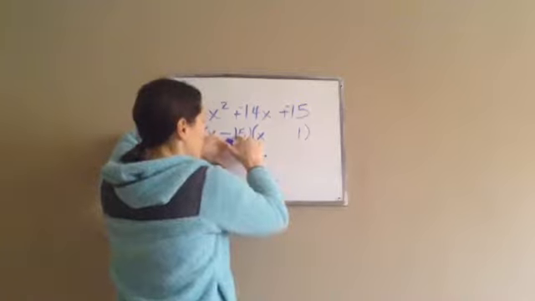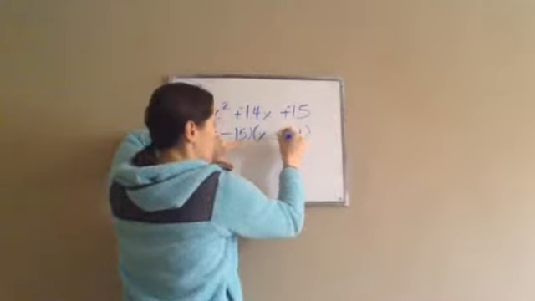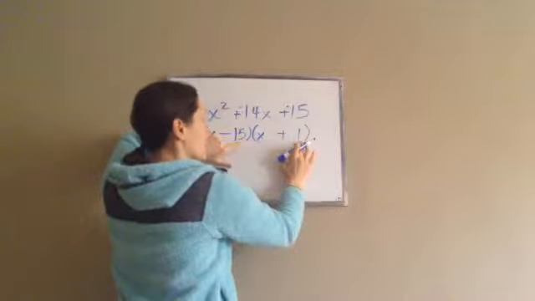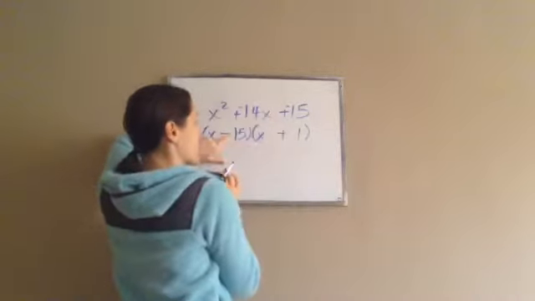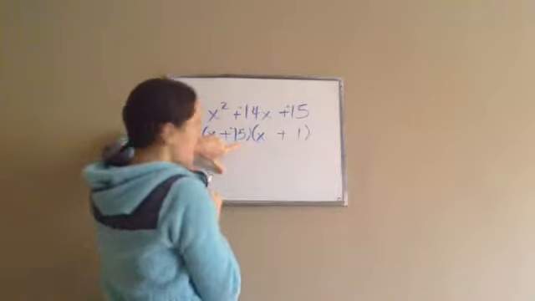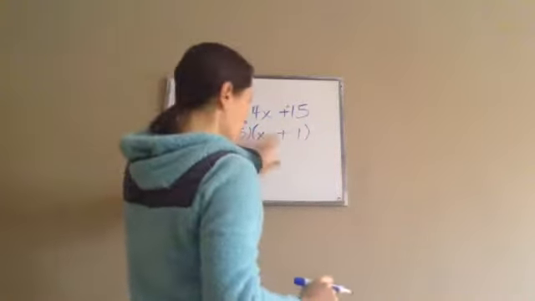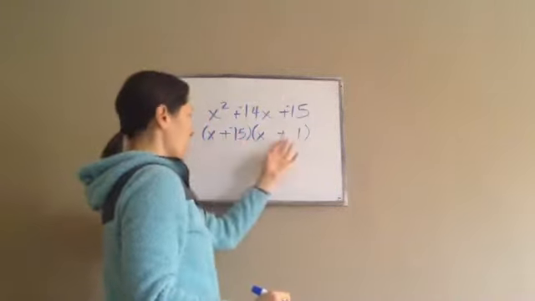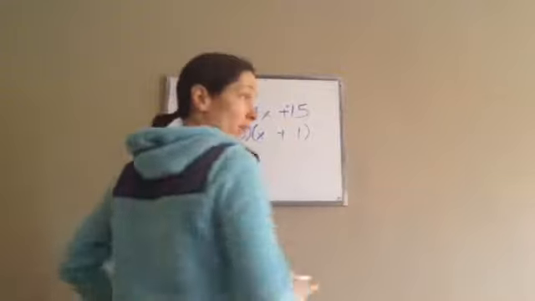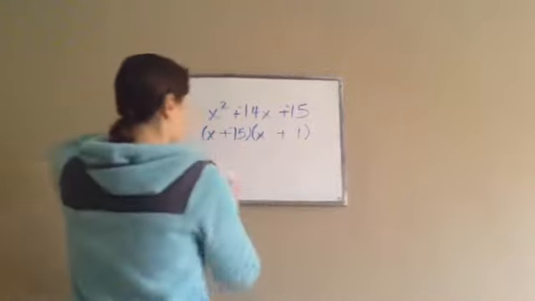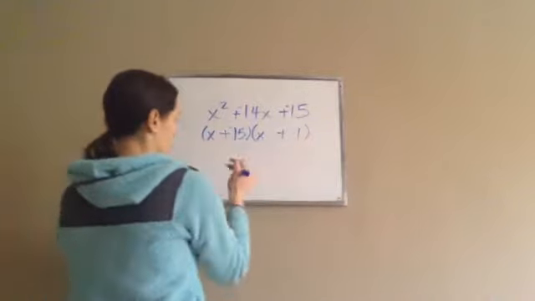Why? Because a negative 15 and then a positive 1 would make me subtract and take the sign of the biggest number. See what I'm saying? Now if you don't understand what I just said, you can just try it. Put a plus there, put a minus there, and then just try it. Okay, now I'm going to check to see if this is correct. This is factored, so now let's check it and see if we're correct.